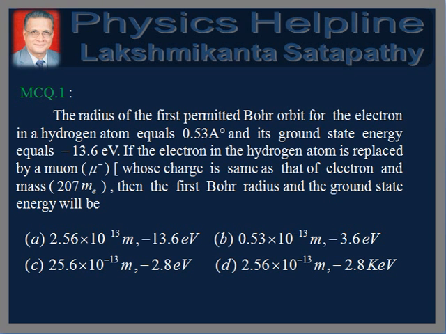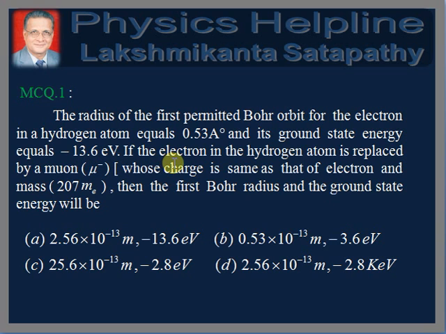Question 1. Read the question carefully. It is given that the radius of the first permitted Bohr orbit for the electron in a hydrogen atom is equal to 0.53 angstroms and its ground state energy is equal to minus 13.6 electron volts.